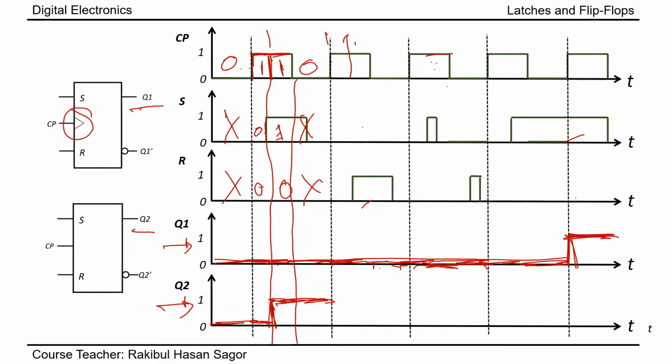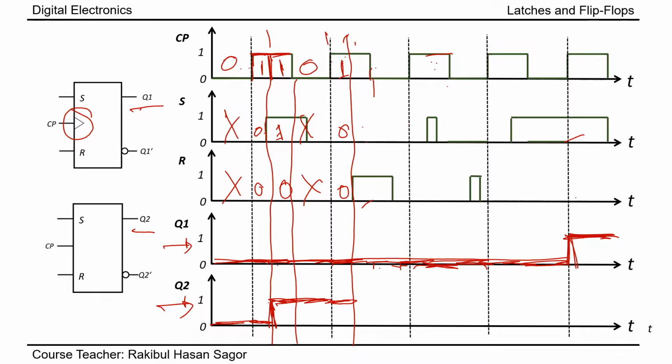That means clock pulse is 1 to this value. Let's draw the output for this portion. Clock pulse equal to 1, S equal to 0, R equal to 0. Whenever we have clock pulse equal to 1, it will see the values of S and R. S and R both equal 0. It will hold the previous, fine.